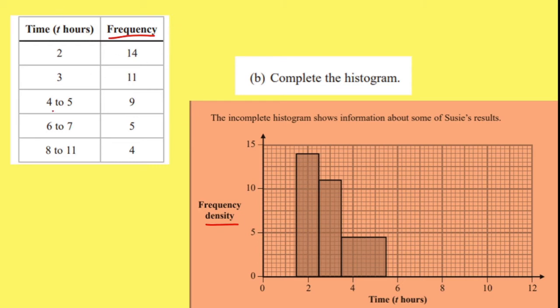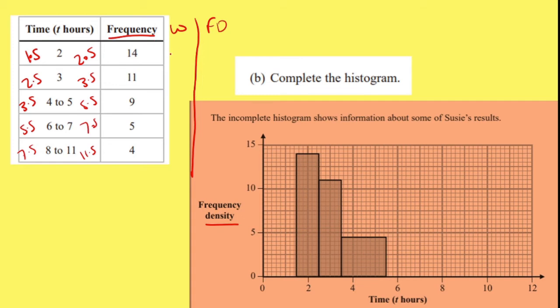Now, because this is not really in the normal form, I like to put down the boundaries of these classes. So the lowest one there is 1.5 and the highest one is 2.5, 2.5 to 3.5, 3.5 to 5.5, 5.5 to 7.5, 7.5 to 11.5. Okay. Now we could do class width and we need the frequency density. So my class width here is 1, that's 1. 3, 4, 5 is 2, 5, 6, 7, which is 2, 7, 8, 9, 10, 11, which is 4.